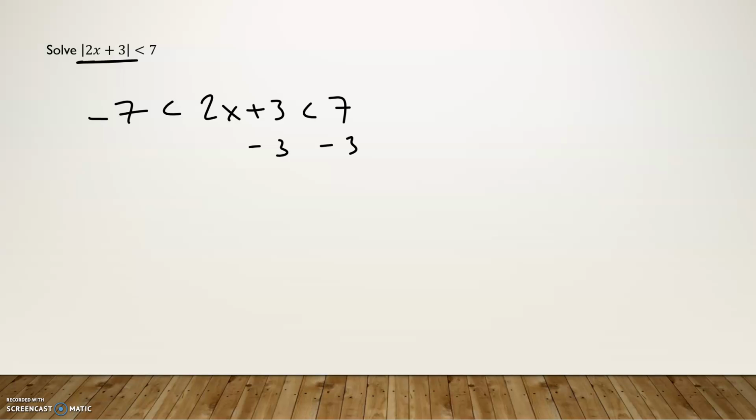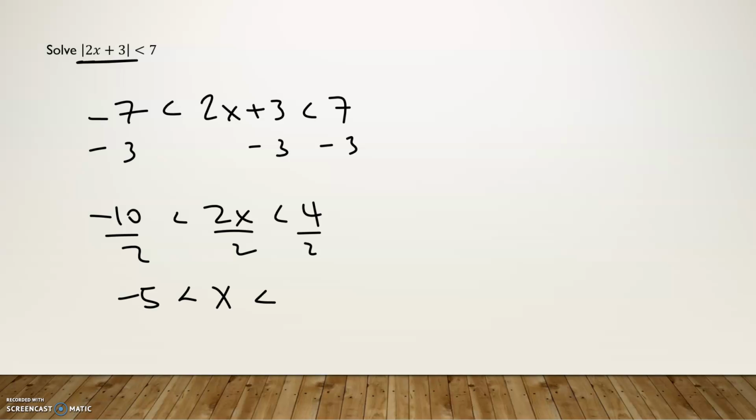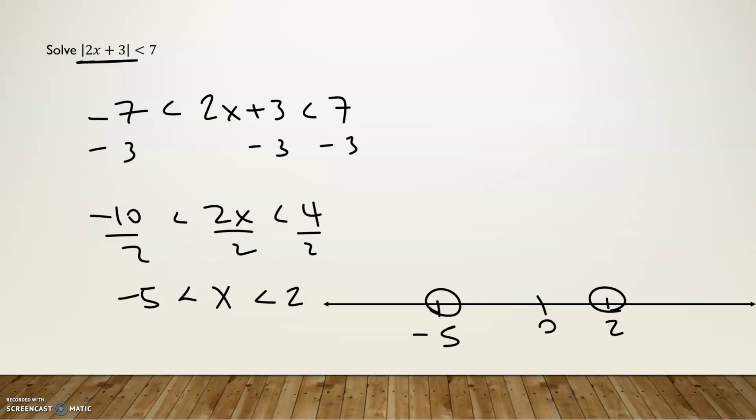So subtract 3 from everybody. So this will be 10. 2x. This will be 4. Divide everybody by a 2. This will be negative 5. This will be x, and this will be 2. Okay, if we graph this, 2 right here, negative 5 right here. So I need open circles for both of them. And it looks like just x is going between negative 5 and 2. So open circle, and then go between the two.